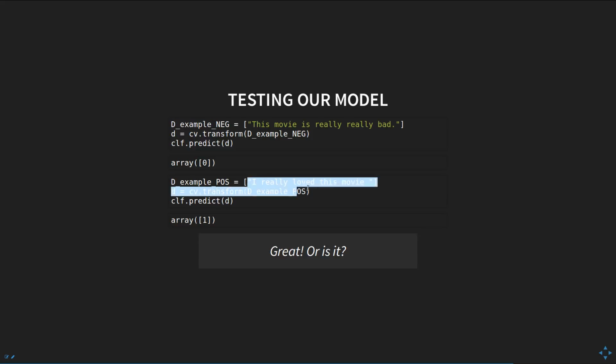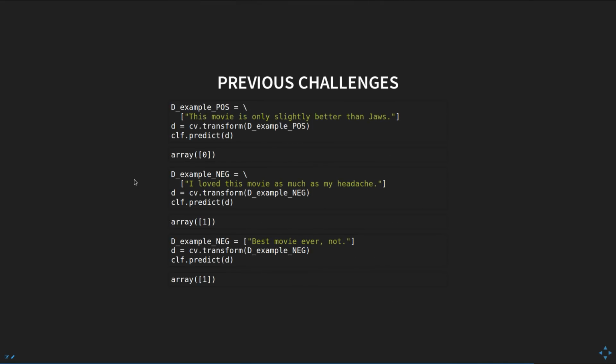Now if we say I really love this movie, we get positive. So that's great. It's working, right? Well, let's consider the previous challenges that we posed, because you will immediately see why this is such a hard task, and you need so much more data and a more fancy model and actual good sense of what your data is, because if we plug in these 3 sentences, you can see that it totally mispredicts them.